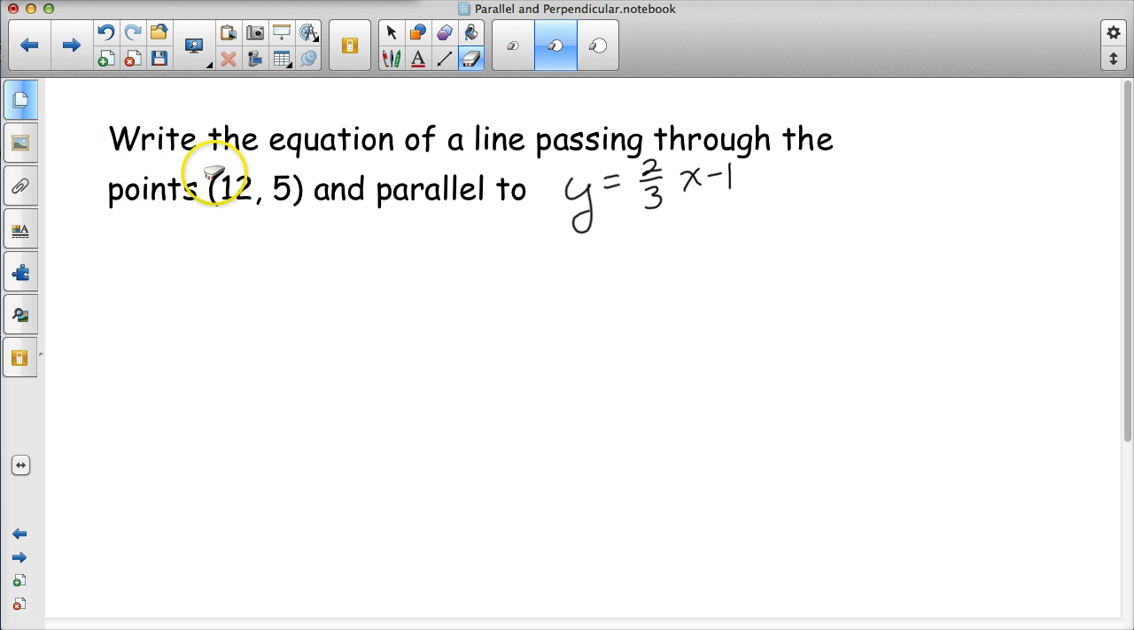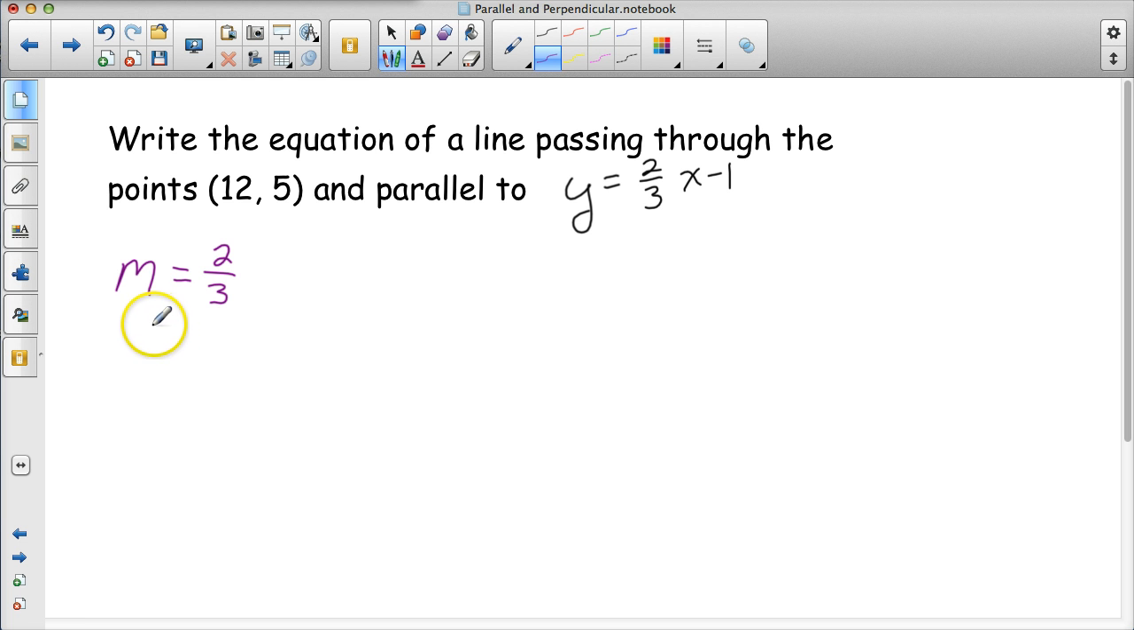I want to write the equation of a line passing through the point (12, 5), and I want that line to be parallel to the graph of the line y equals 2/3 x minus 1. Well, because I'm talking about parallel lines, I'm going to use the same slope. So the slope of my new line has to be 2/3.